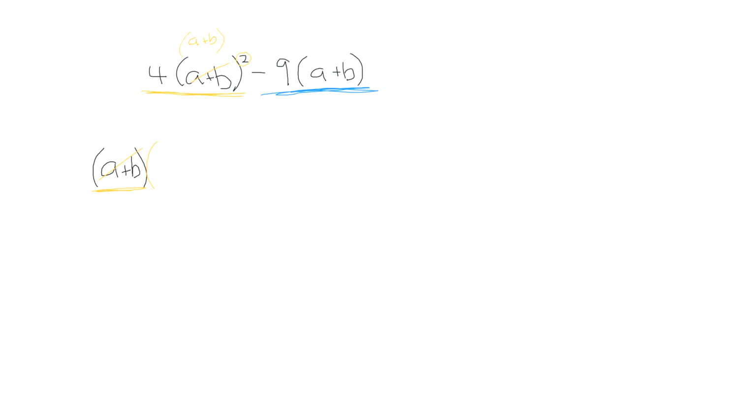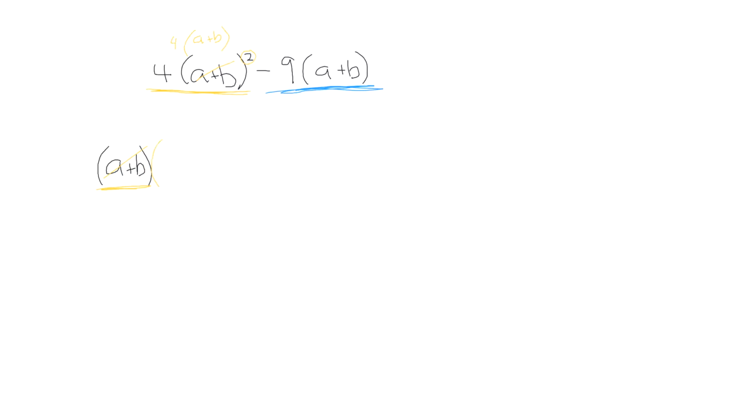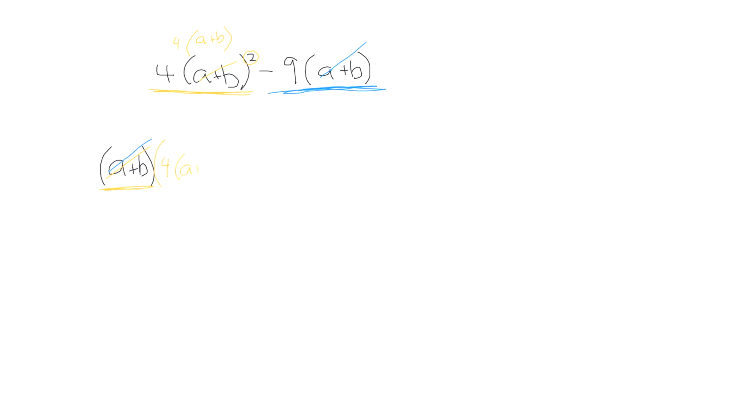And I have this 4. And before I write them down, the a plus b for the other one, a plus b into this, a plus b, leaves me with the 9, the minus 9. So I have 4 times a plus b minus 9.